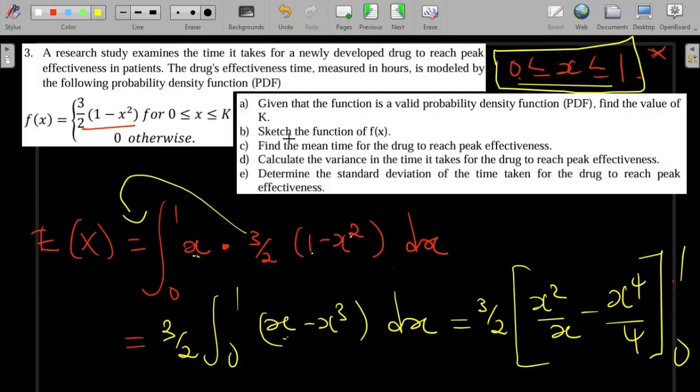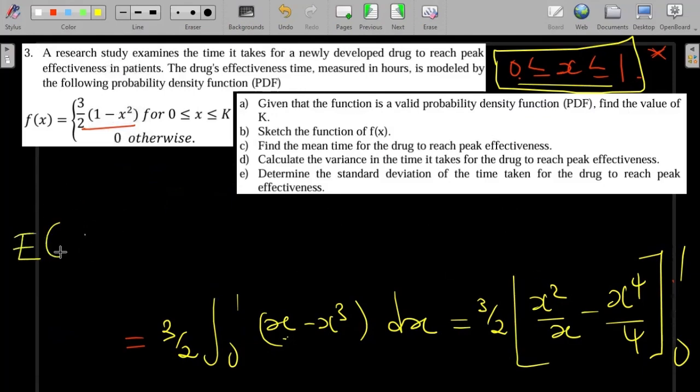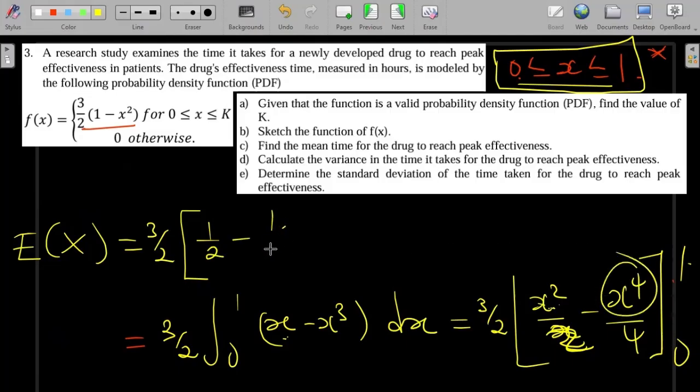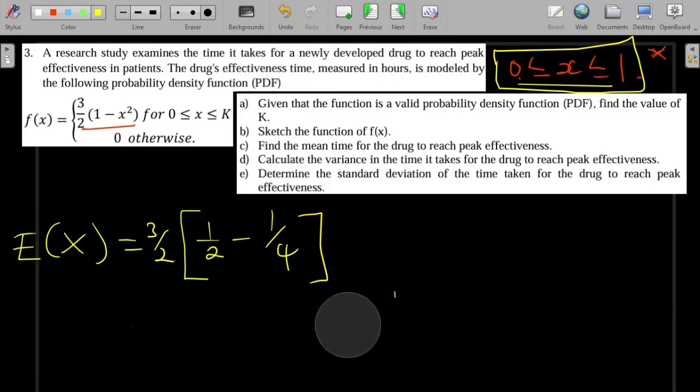Okay, so from there, what do I get? I just substitute 1 there, because if I substitute 0, I'm just going to get 0. So the expected value is equal to 3/2, and then I put 1 in the x squared over 2, so I get 1/2, minus, if I put 1 there, I get 1/4. So this is what I have. I don't have to substitute 0 because I'll just get 0.